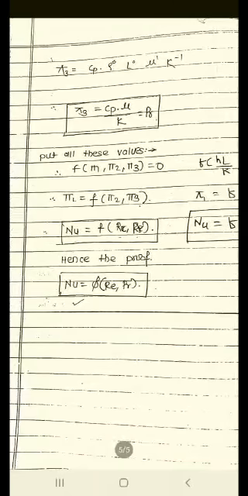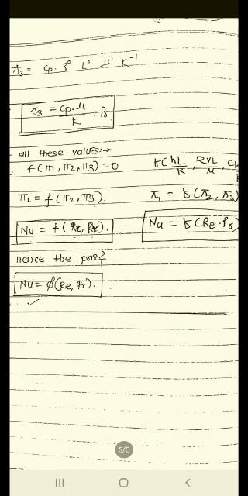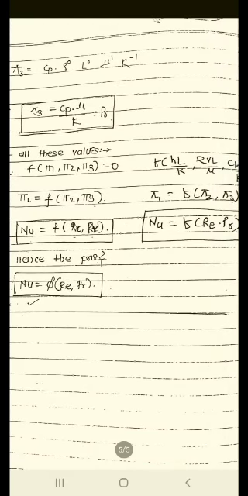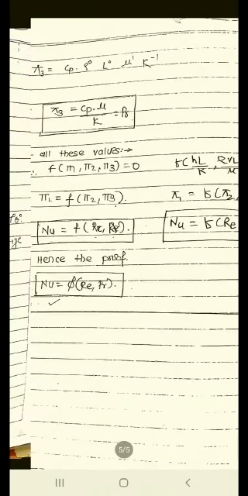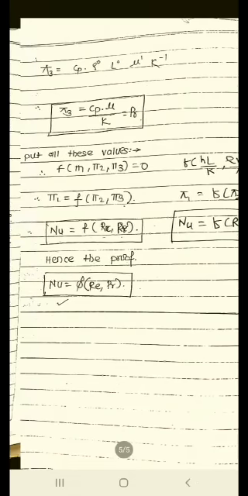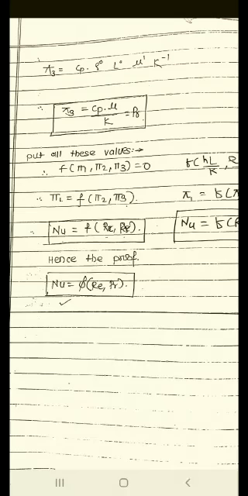Put all these values, that is f of pi 1, pi 2, pi 3 is equal to 0, as f of HL by K, rho VL by mu and Cp by K. So pi 1 can be expressed as a function of pi 2 and pi 3. So Nusselt number Nu is equal to f of pi 2 and pi 3, means pi 2 is nothing but the Reynolds number and pi 3 is nothing but the Prandtl number. So we get ultimately Nu is equal to f of Re and Pr, hence proved.